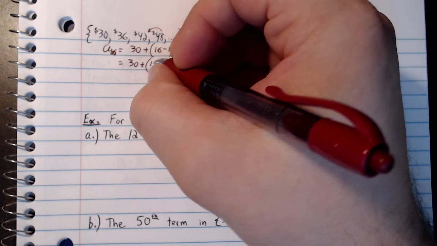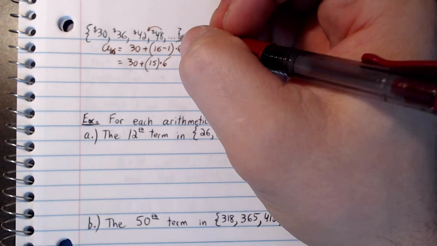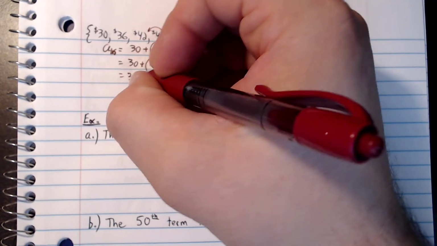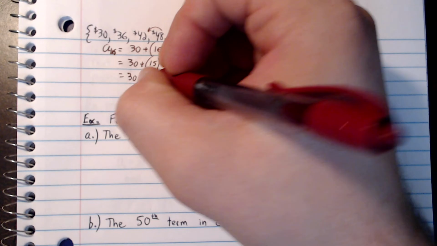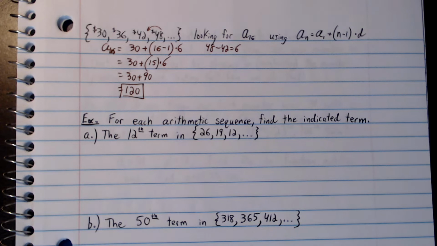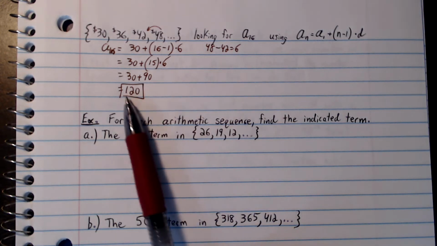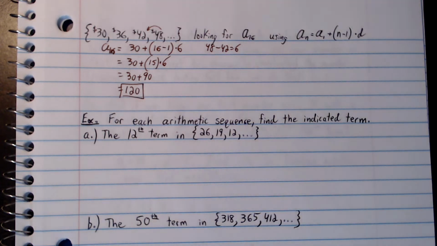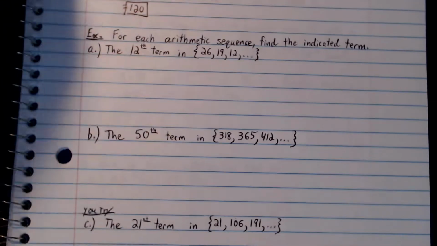16 minus 1 is 15 times 6. Again, if you have a calculator handy, this makes your life a little bit easier. 15 times 6 is 90, plus 30 is 120. So the question earlier on the last page was, will you have enough money in the 16th week if you save $6 every week? Yeah, you have enough money. You have $120 saved up. It's only $108 for that concert, so you definitely made it. You have $12 to spend on like a burger or something before the show.